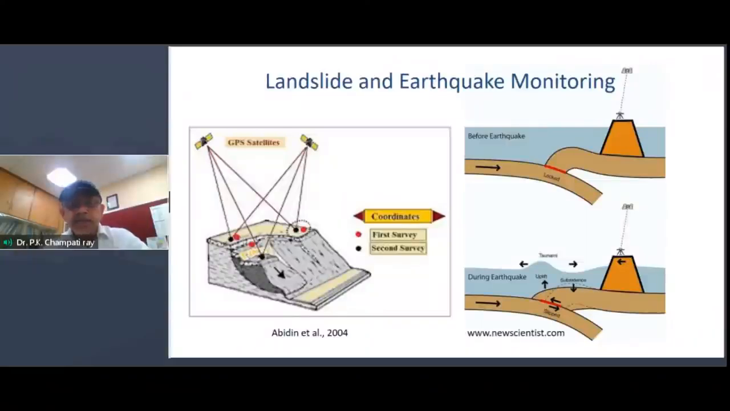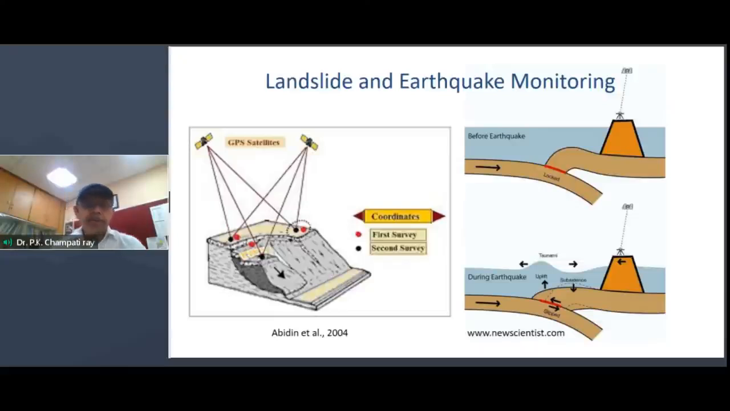So first thing is to look at the landslides and the earthquake monitoring. And I have just kept a few because this is a first lecture, and for you to appreciate how we really work. So a few selected applications I am going to show you with our own data sets, and how this technology is providing us very, very valuable information, and how we actually put this information to real use.